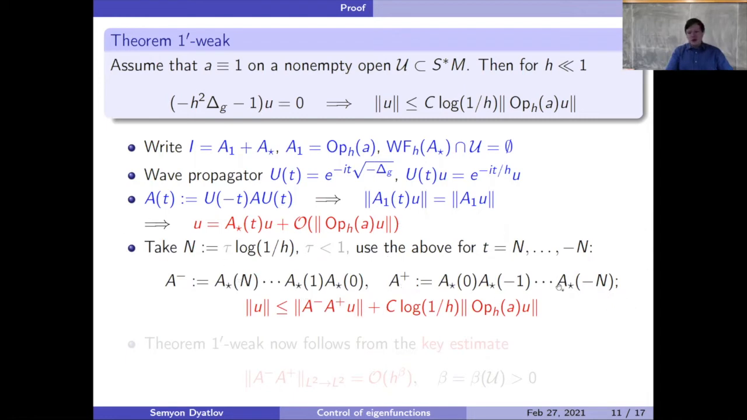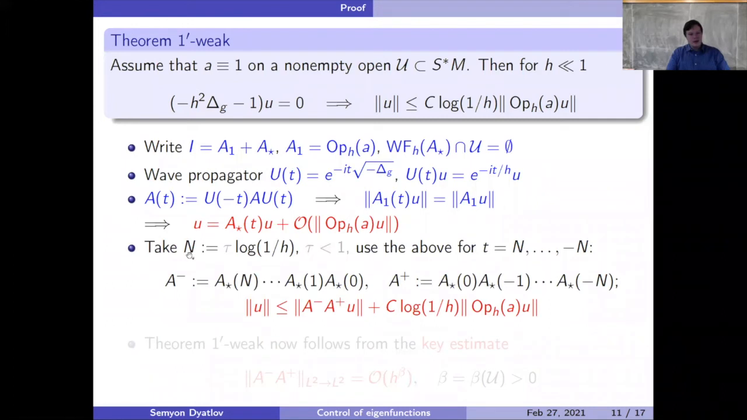This product localizes you, and then you can do it a bunch of times. And so this product of operators localizes you to the places in S star M such that the corresponding trajectories were not in the hole for a very long time. So these are trajectories that spend a very long time not intersecting this hole U. So you know that your U can be written as something that's controlled by the right-hand side, plus you localize to this relatively thin set.